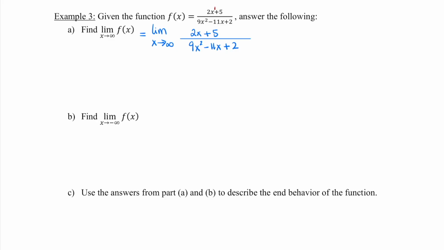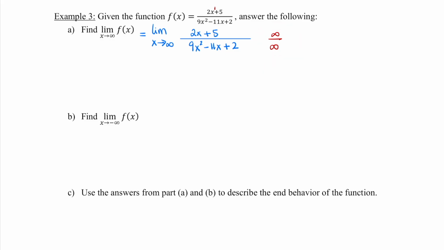Before solving, notice something important. As x approaches infinity, the numerator becomes very large. The denominator also becomes very large. So we have infinity over infinity. This is called an indeterminate form because we can't just plug in infinity and get an answer.